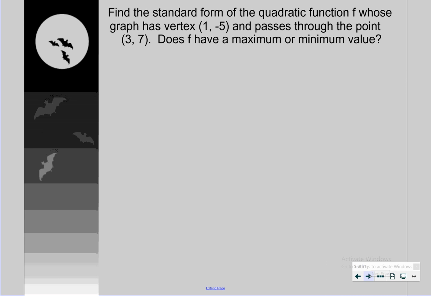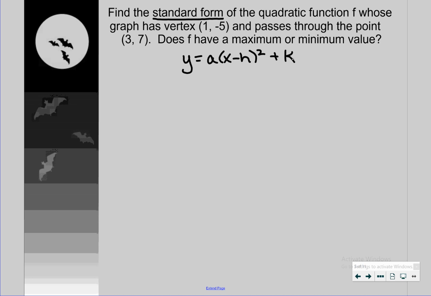All right. First problem we're going to do, it says find the standard form of the quadratic function f, which has a vertex of (1, -5) and passes through the point (3, 7). And then after we find the equation, we're going to answer, does this have a minimum or a maximum value? All right, standard form is this: a(x minus h) squared plus k.